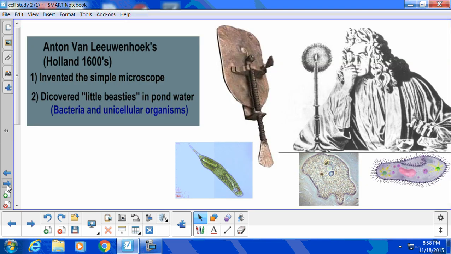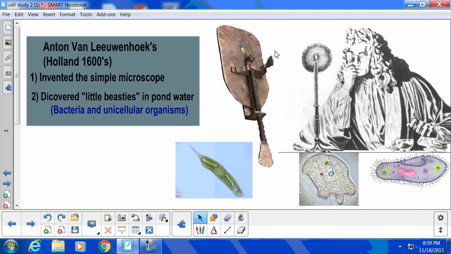Around the same time, there's a German scientist who says, hey, I don't have to go out and buy Robert Hooke's microscope and spend money. I'm a glass maker and I can make my own magnifying sort of device. And his name was Anton van Leeuwenhoek. And he's also in Holland about the same time as Robert Hooke. And he invents the simple microscope, which is really a handheld magnifying glass.